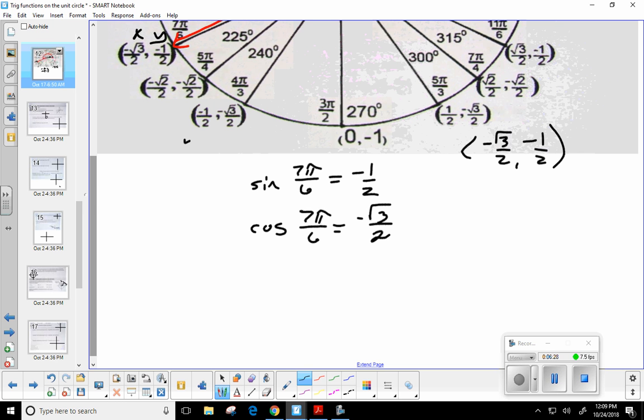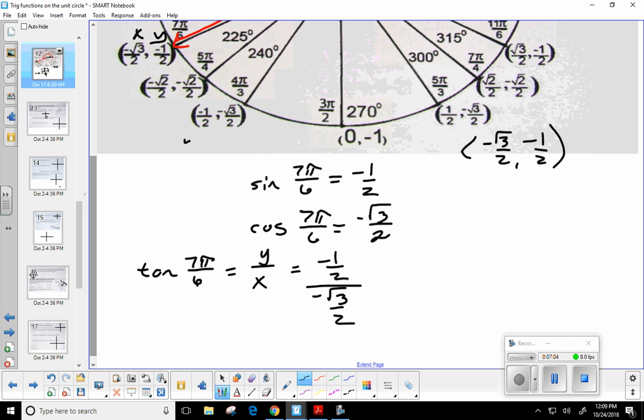For example, let's say I want to know the tangent of 7 pi over 6. Well, think back to those ratios we just had. What was tangent's ratio? It was y over x, right? So y divided by x. So it's not as straightforward as cosine or sine, where I just list the value. Here, tangent is telling me specifically what to do with those. So I'm going to take the y value, which is negative 1/2, and divide it by the x value, negative square root of 3 over 2.